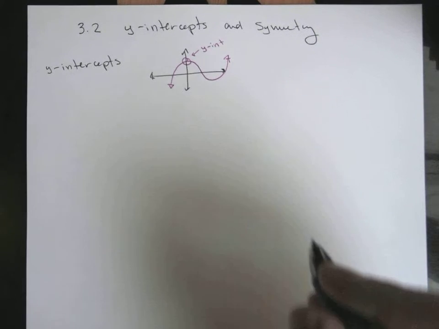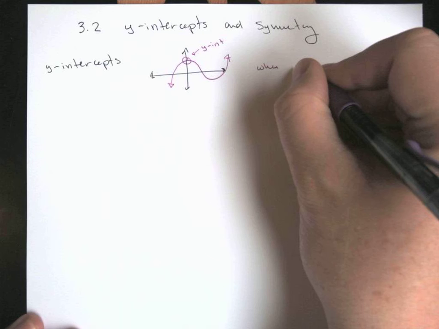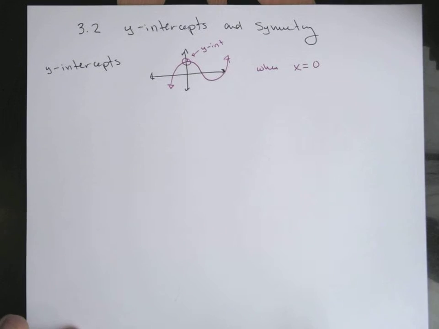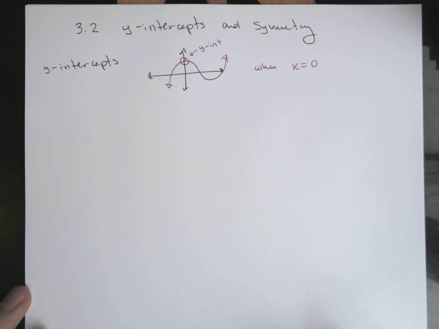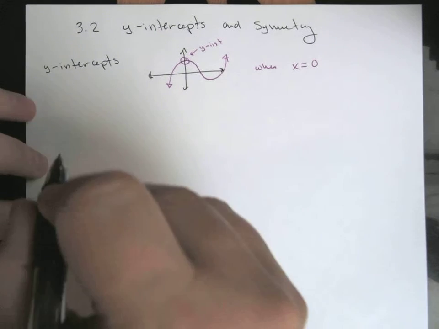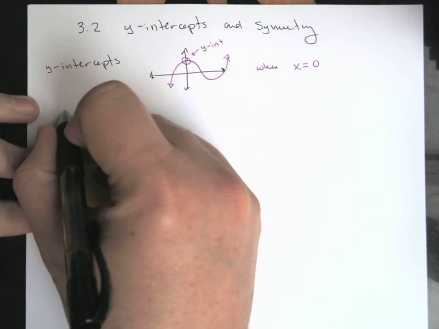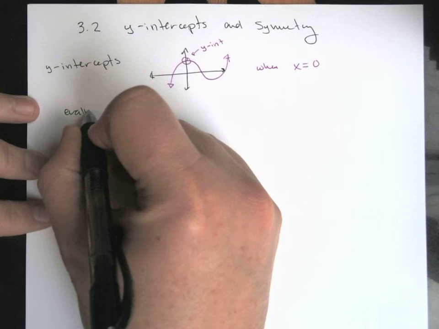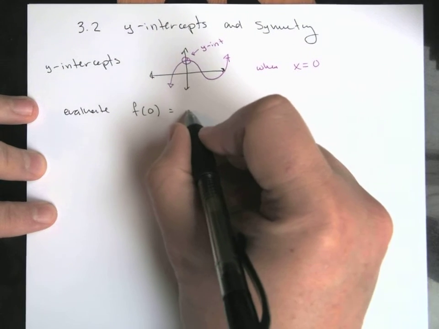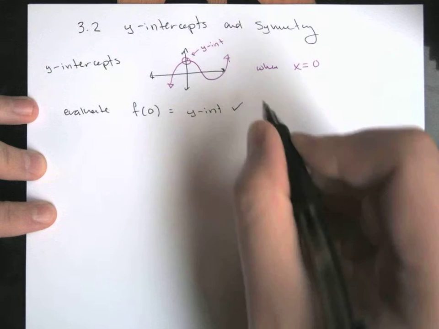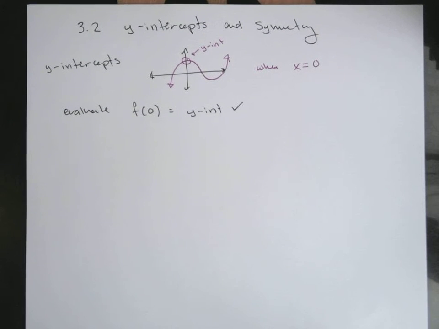So the y-intercept happens where the x value equals 0. x-intercepts happen when the y is 0 and you have to solve for the x. The y-intercept happens when the x value is 0 and then you can solve for the y. So the good news here is that this is extremely easy to find. All we need to do is evaluate f of 0, and that's going to equal our y-intercept.